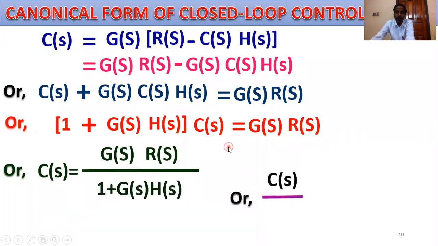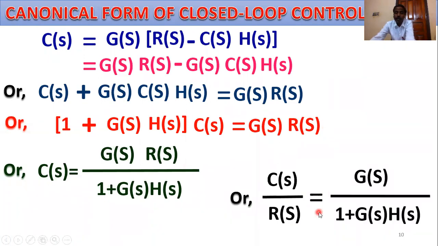Then C(s) by R(s) equals what? Just divide both sides by R(s), and we get C(s) by R(s). C(s) is the overall system output, and R(s) is the reference input, and output by input equals what? G(s) divided by 1 plus G(s) into H(s). So this is called the overall transfer function for a negative feedback closed loop system.